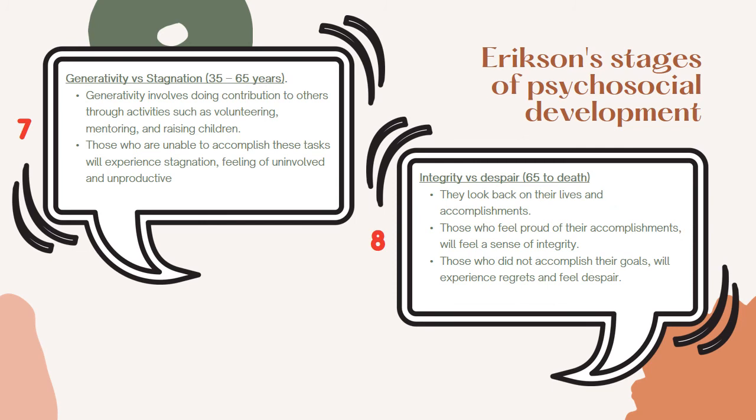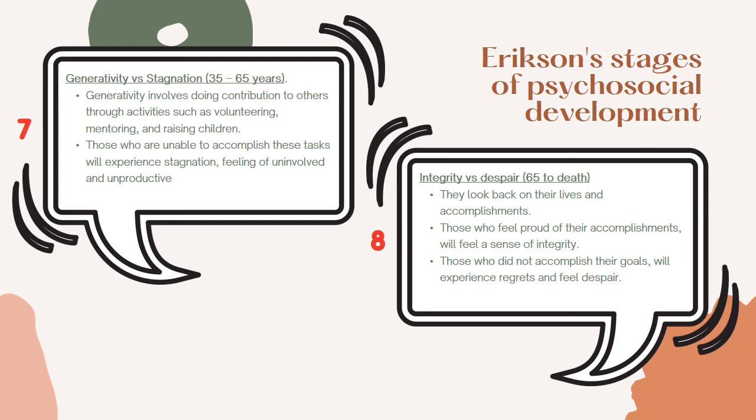The seventh stage is generativity versus stagnation, which happens between 35 to 65 years. At this stage, people normally want to do something good for other people. Generativity involves contributing to others through activities such as volunteering, mentoring, and raising children. Those who are unable to accomplish this task will experience stagnation, feeling uninvolved and unproductive.